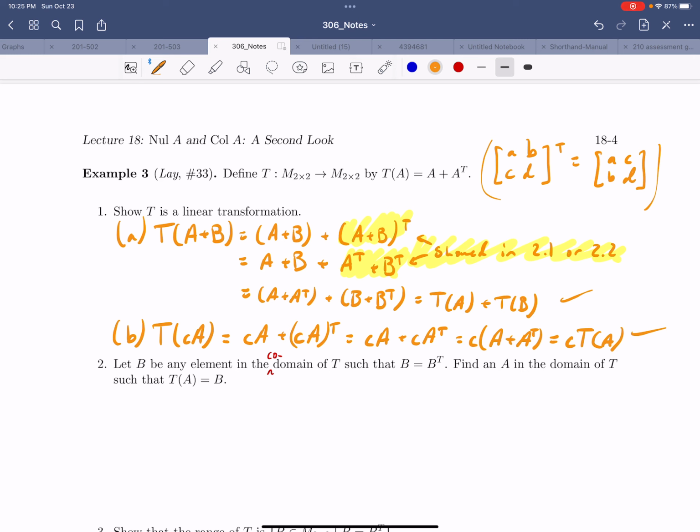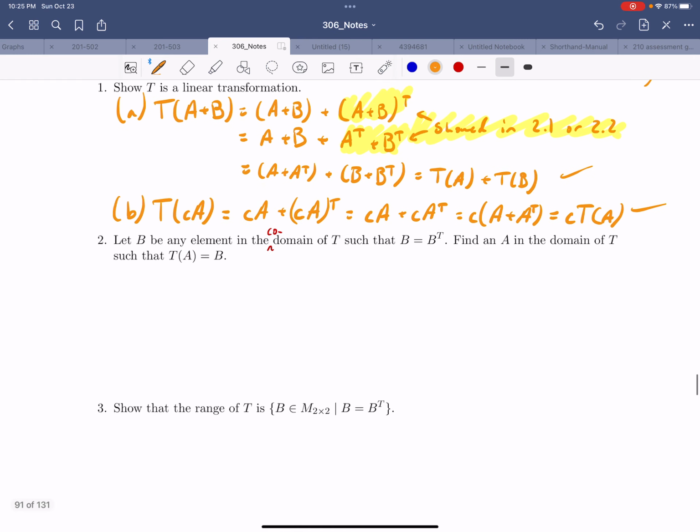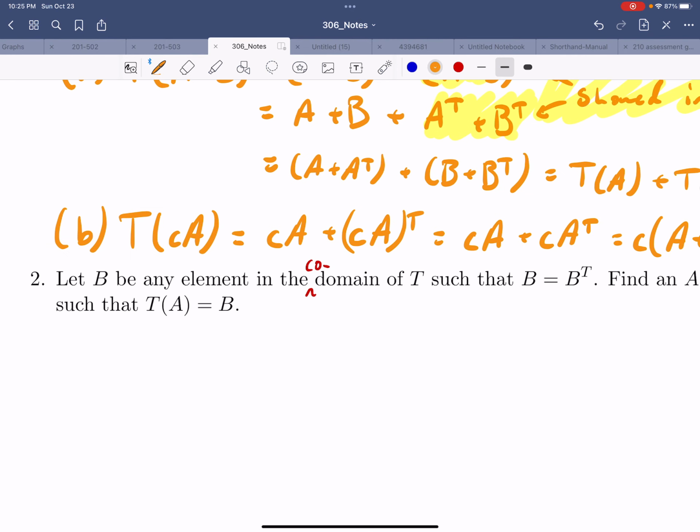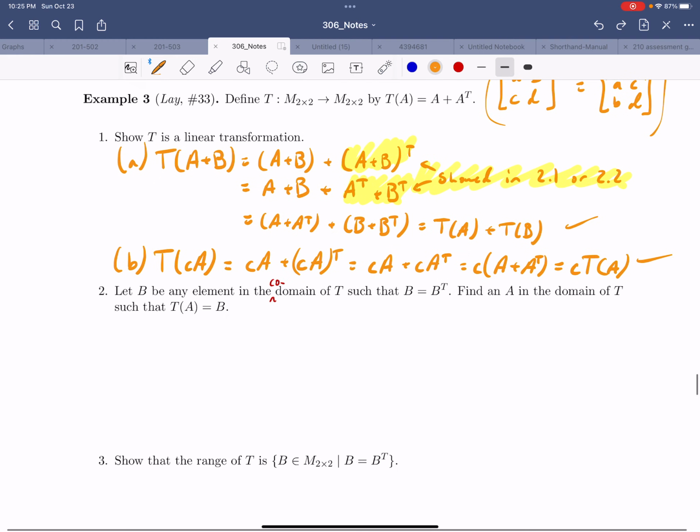If I had some more space, I'd write so T is linear, but I ran out of space. All right, now, by the way, there's a little bit of a misstatement on my part. Let B be any element in the codomain. Please write the word co there. Such that B equals B transpose. Find an A in the domain such that T of A equals B.